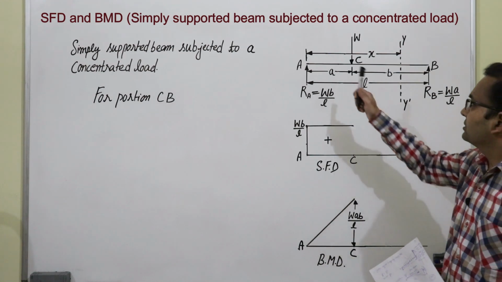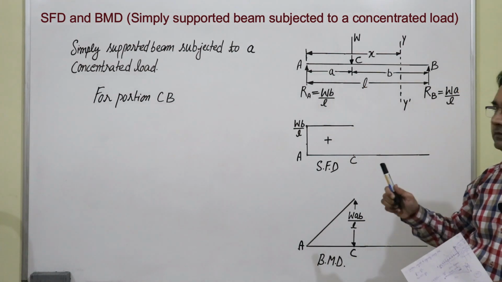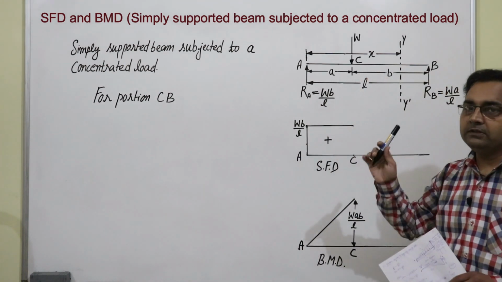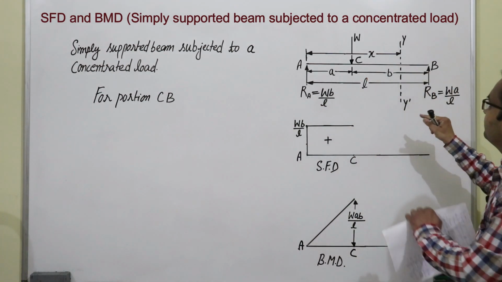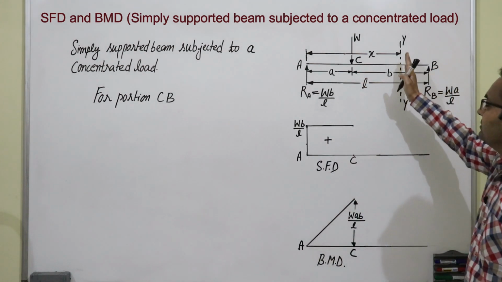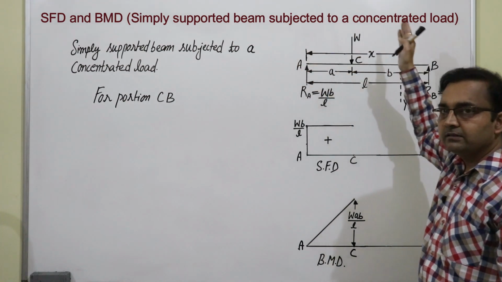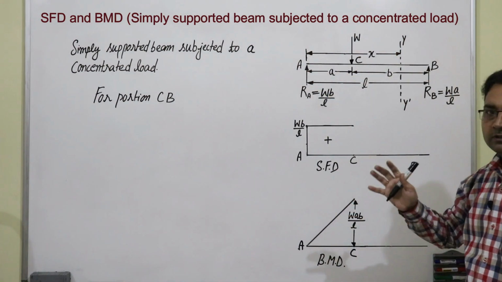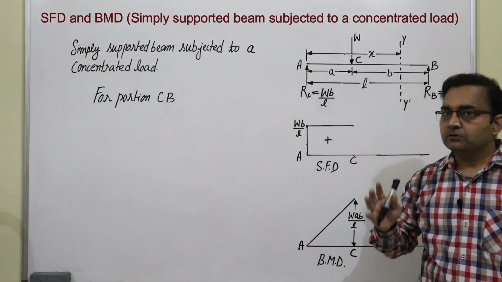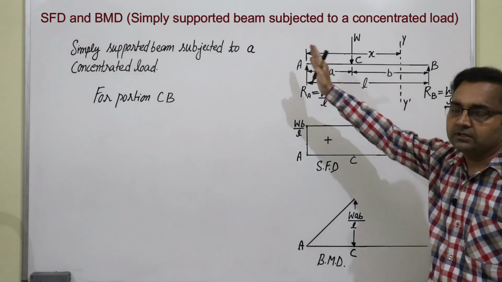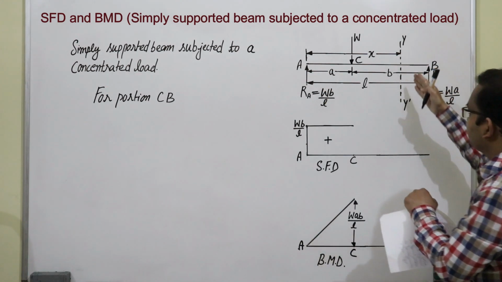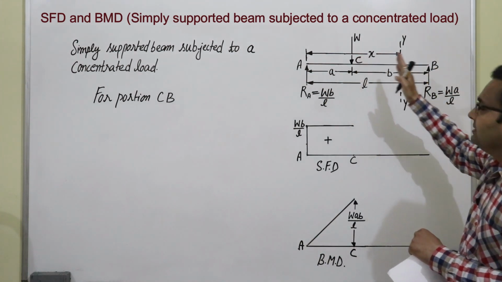After solving for the portion AC, we will solve for the portion CB. So, we will take a section y dash between C and B, and the distance of this section from point A is x. We can solve this question from the right portion also, but we are maintaining one strategy to solve the question from the left side. So, this is x, and this is section y dash between C and B.